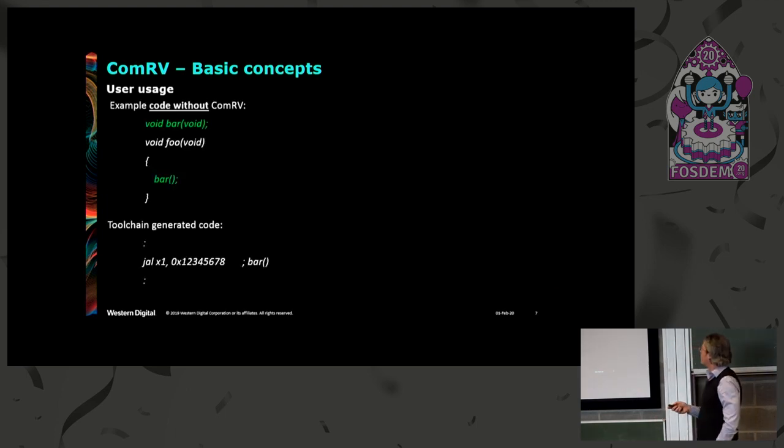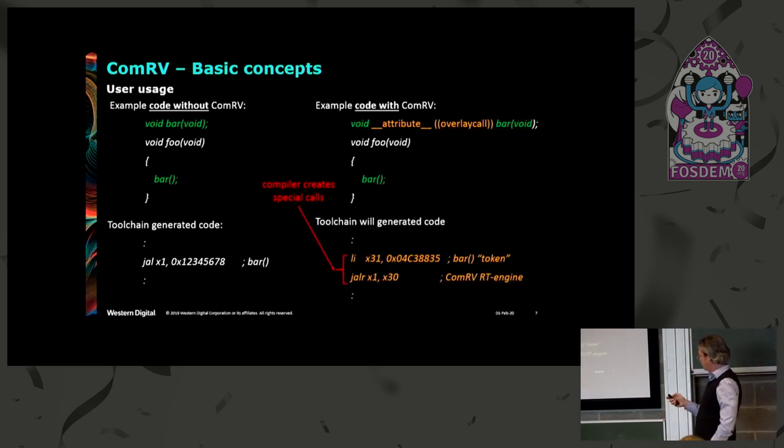Now, let's look at how it looks today for a normal function. For a normal function where foo is calling bar, the toolchain will generate a jump to bar. This is, by the way, an instruction for RISC-V. And now how it looks when you're using an overlay. When you're using an overlay, all that is needed from the user is to put an attribute saying my function is an overlay, and then he writes his function as it is. Foo is calling bar, and that's it. But beneath that, the toolchain will generate a token, or a descriptor, as we call it, and push it into a jump address that enters the ComRV engine itself. Inside this engine, the engine will decide what to load, passing this token to understand where it needs to be loaded, etc.